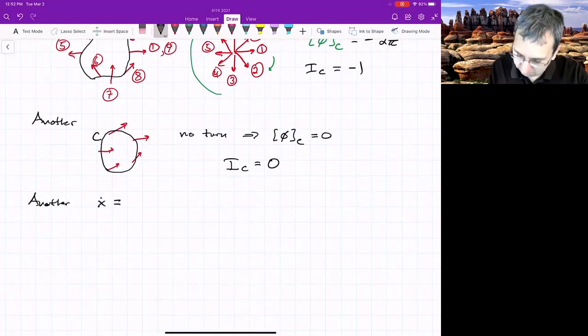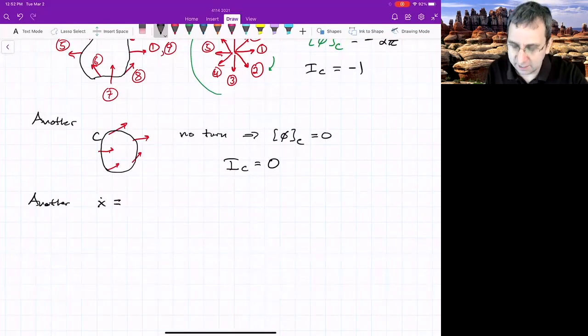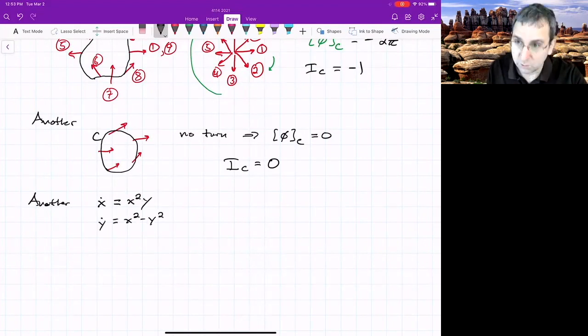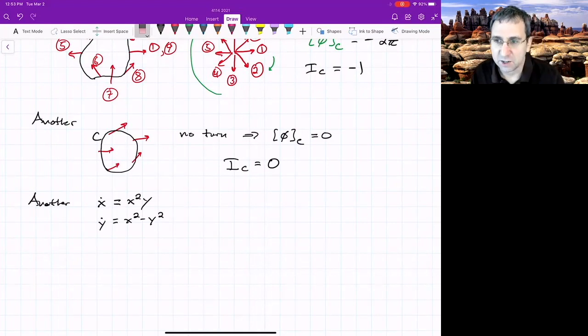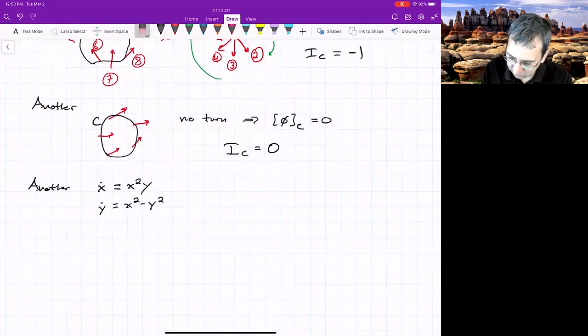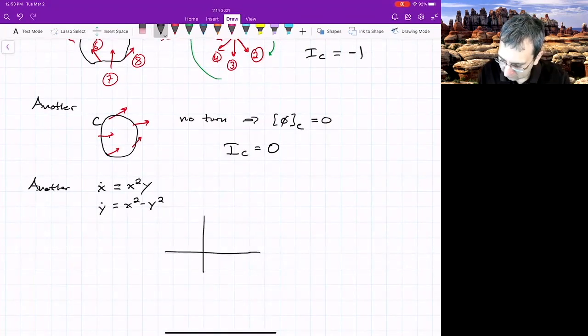Why not do another? Here, I'll explicitly write it. So if x dot equals x squared y, and y dot equals x squared minus y squared, then we could evaluate this vector field along some conveniently chosen points. And if we did that, let me just sketch what we would get. Here's x and y. At the point, for example, 1, 0, so here's x, y equals 1, 0. If we plug in that, what do we get?